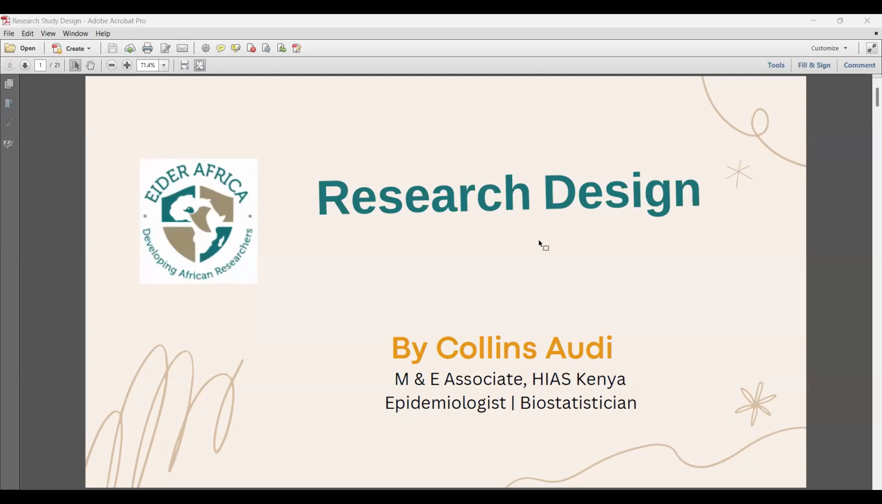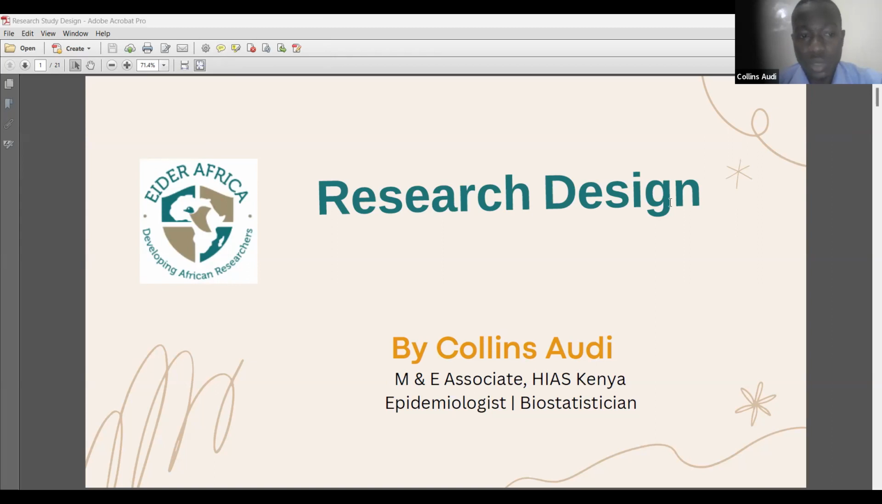My camera is a bit dark, sorry for that. My name is Collins Audi, and I currently work as the Monitoring and Evaluation Associate at HIAS Kenya, an organization which protects and serves refugees. My background is in epidemiology and biostatistics. I hold a Bachelor of Science degree in epidemiology and biostatistics, and I have 2 years of experience in conducting monitoring, evaluation, and research activities in humanitarian organizations.